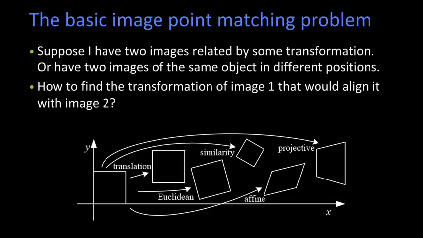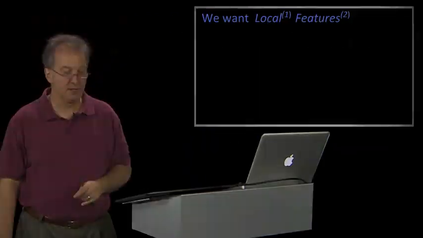We talked about that there were different ways of transforming images one to another. So I might have two images that are related by some transformation. And we talked about how if I know the transformation, I know it'll go from one image to the next. But suppose I have two images, and I'd like to figure out the transformation that takes image 1 to image 2. How would I go about doing that? Well, to do this, I need matching or corresponding points.